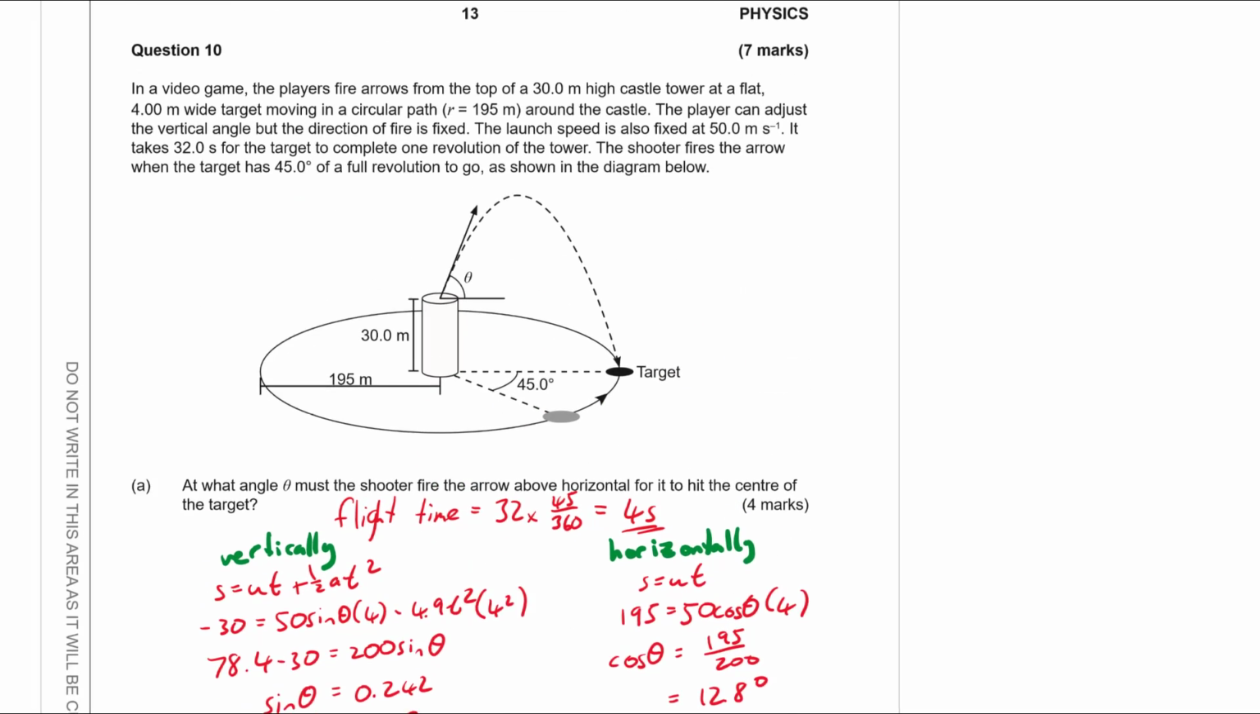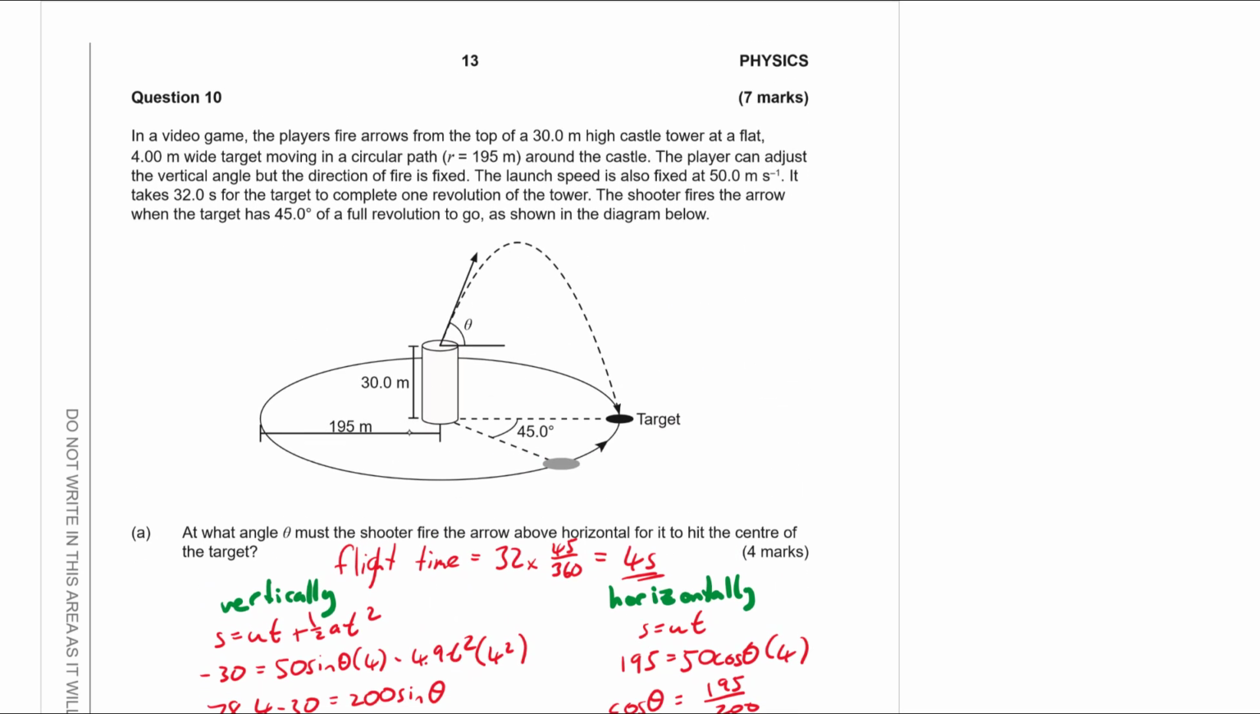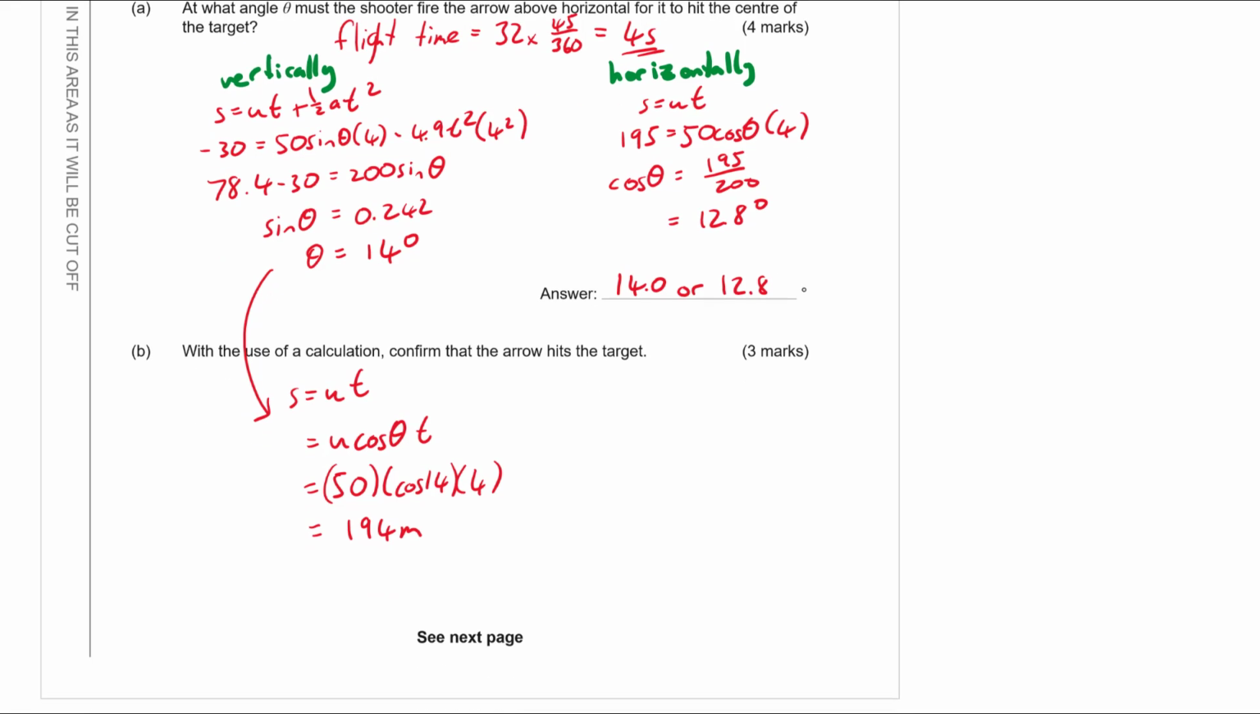Now, in the question, it says that the distance is 195 meters. So horizontally, you've got this result. I think it said it's also 4 meters wide or something. I can't remember. So you can say, yep, that's approximately 195 meters. So it will hit the target, which is great.